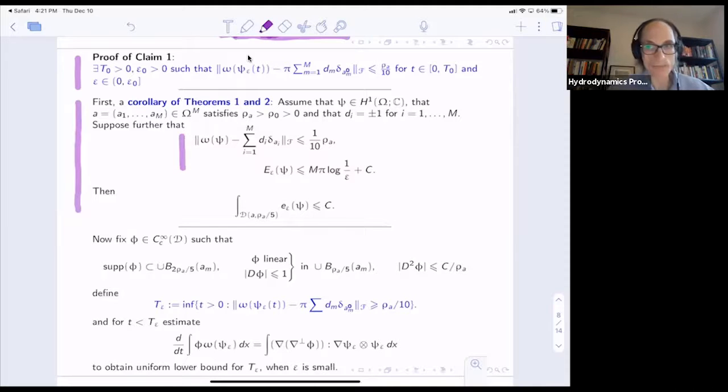And the conclusion is, let's draw a picture. The hypothesis is roughly speaking that there's some vorticity in balls around each of these points. And the conclusion is that if I cut out slightly larger balls around each of the points, and so I guess there's some smaller balls.